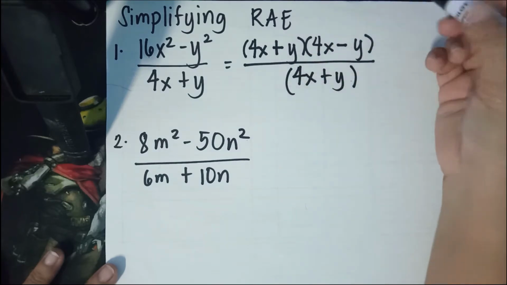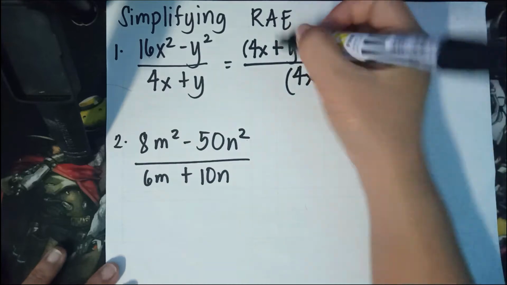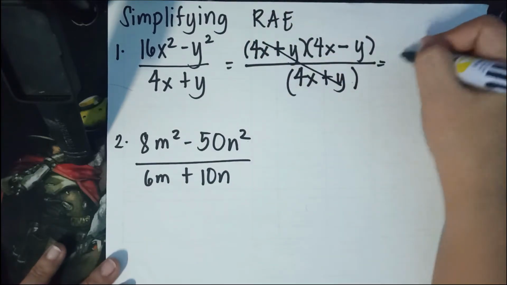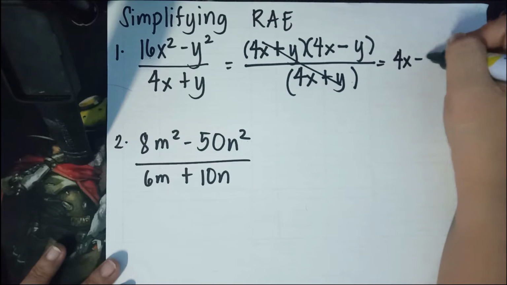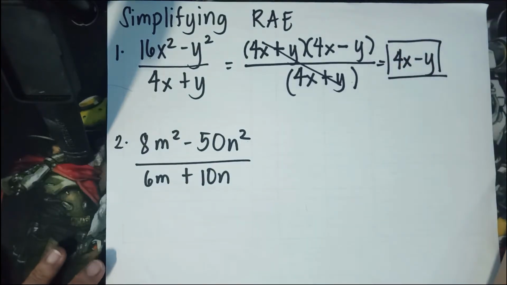As we can see, we have the same factor, which is 4x plus y, and 4x plus y cancel out, and the remaining binomial is 4x minus y. Then our final answer is 4x minus y.